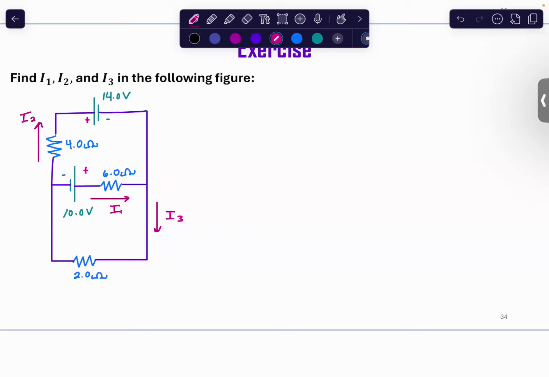The bottom loop would be on the bottom. Again, it doesn't matter which way you go. You choose your way and it's going to assign the positives and negatives. It gets the same answer no matter how you travel because the positives and negatives will switch based off your direction of travel.